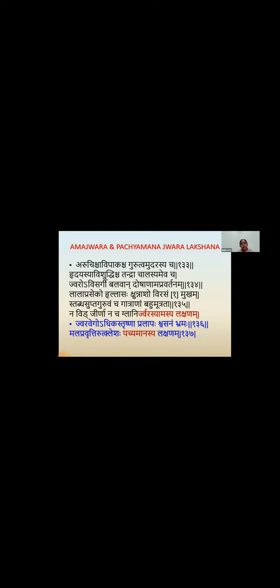Avipaka, avisarga, all those things can be seen in case of Jwara whenever the Jwara is in the Amavastha. But Jwara vego adhika trishna pralapaha shvasanam brahmaha mala pravritti utkleshaha pachamanasya lakshanam. Whenever it is in the Pachamana stage, the next stage of Jwara, there is adhika trishna and adhika vega of the Jwara. Especially the mind is also afflicted more here, so that is why pralapa, shvasana, brahma. The person will have more symptoms and more discomforts. That is called the Pachamana lakshana.